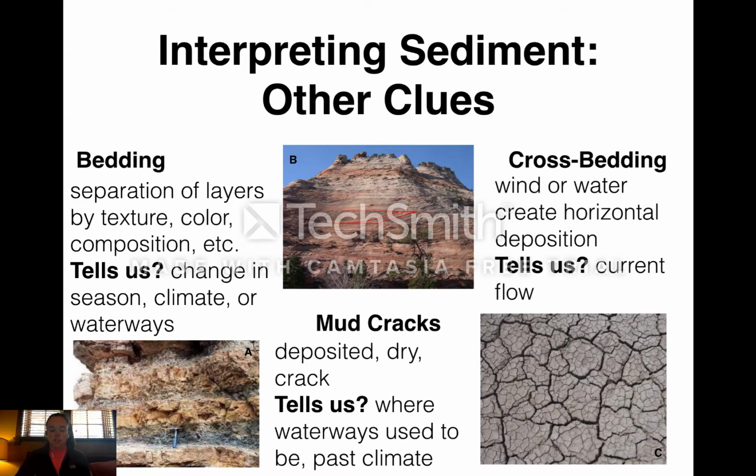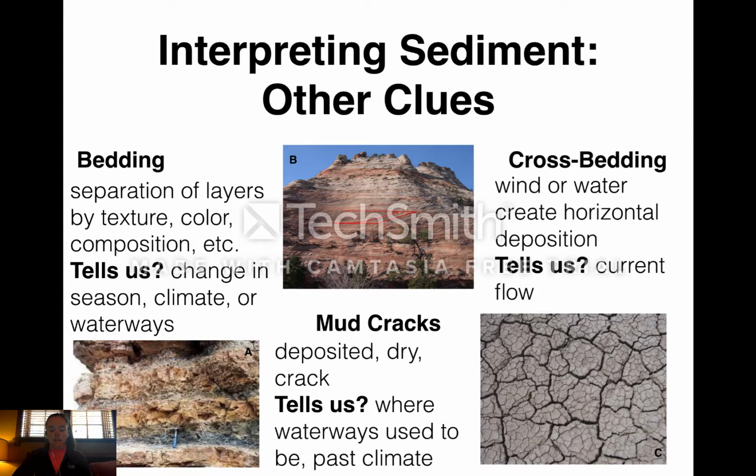Bedding is a separation of sediments into layers by different textures, compositions, colors, etc. This is a cool trick nature does that produces some awesome tie-dye looking rock structures over time. Changes in any of these characteristics could indicate a couple of different things: a change in season, a change in climate, a change in waterway, and more.